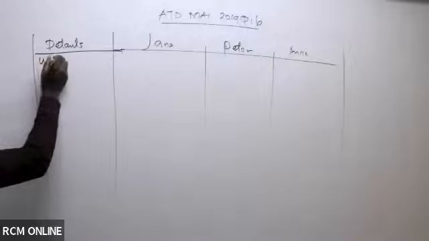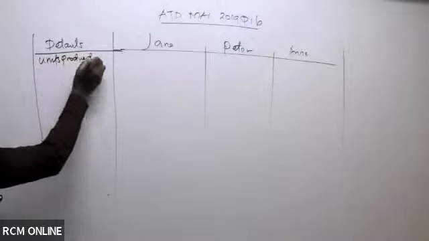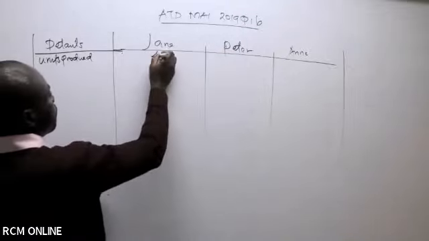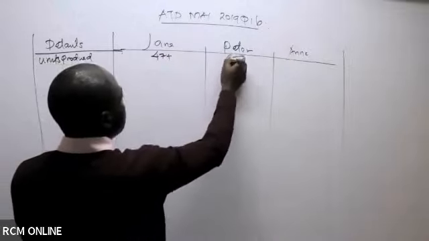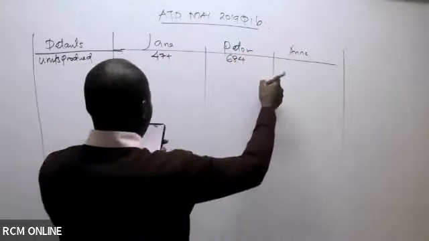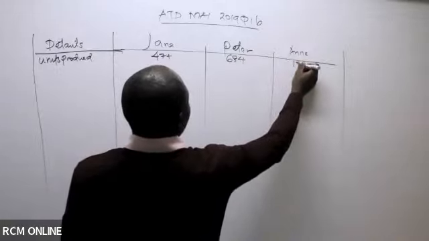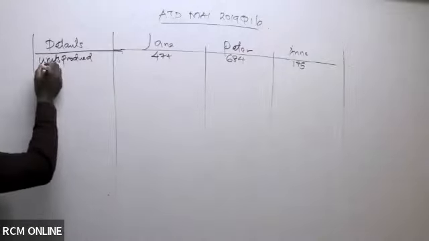So units produced, we're talking about 474, 684, and 175. To the units produced, let's deduct rejected units.